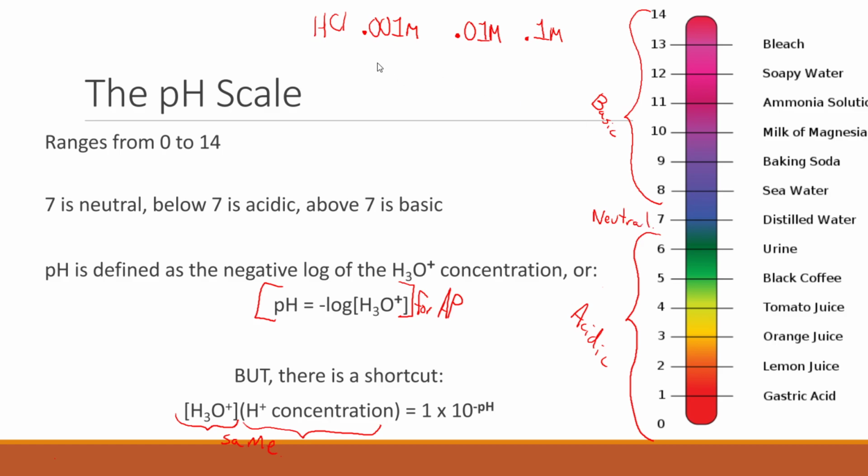So if we're looking at these three things, and I want to compare the pHs of these three things, HCl at 0.001 molarity, HCl at 0.01 molarity, and HCl at 0.1 molarity, this doesn't help me right now. I need these to be in scientific notation. When I put this into scientific notation, it's 1 times 10 to the negative 3, 1 times 10 to the negative 2, and 1 times 10 to the negative 1 molarity.